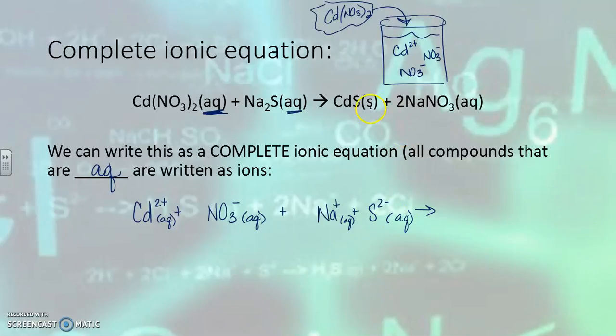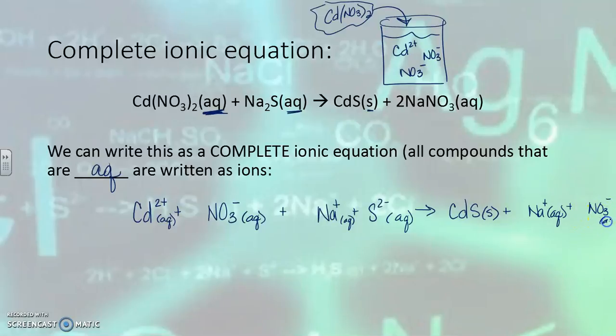Then on the other side of the arrow, we have cadmium sulfide, and this is a solid, and it does not break apart, so we would keep it as CdS with a solid after it. And then here we would have two sodiums, AQ, and nitrate, AQ.